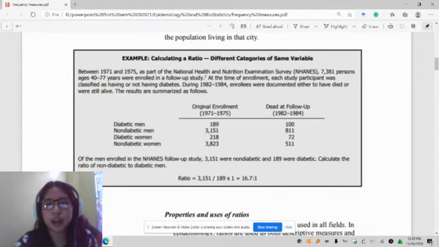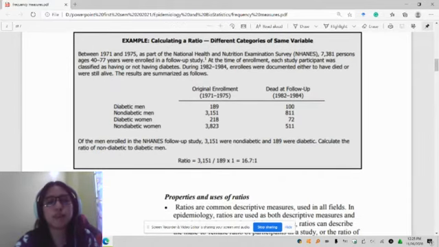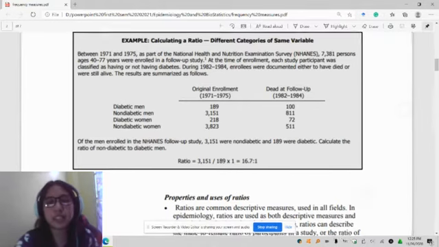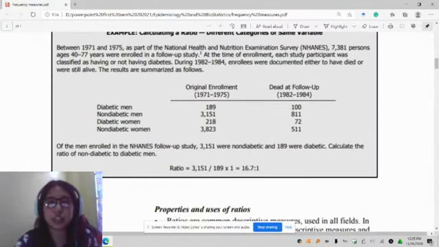Here we have the original enrollment values for diabetic men, non-diabetic men, diabetic women, and non-diabetic women, who ended at follow-up. The data were obtained in 1971 to 1975, and also from 1982 to 1984. It is based on the National Health and Nutrition Examination Survey.